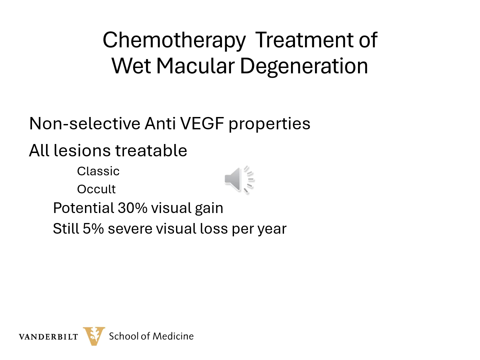So with the results of the Marina and the Anchor trials, we could now treat both type 1 and type 2 choroidal neovascular membranes, and we could treat them whether they are subfoveal or elsewhere in the macula. Finally, there's a potential for a 30% visual gain, which we had not had before the anti-VEGF treatment. However, there's still a 5% chance per year of severe visual loss, even with monthly treatment.